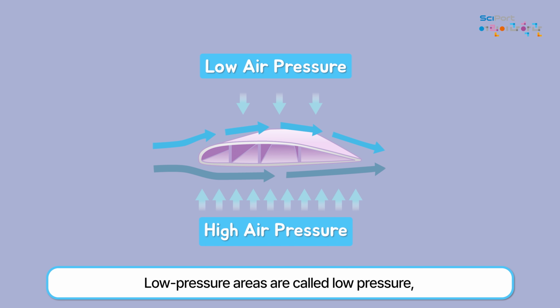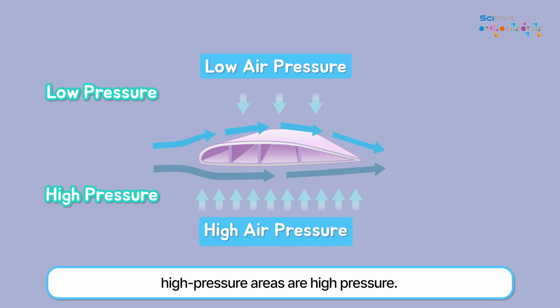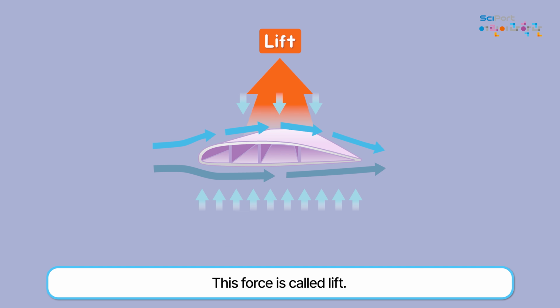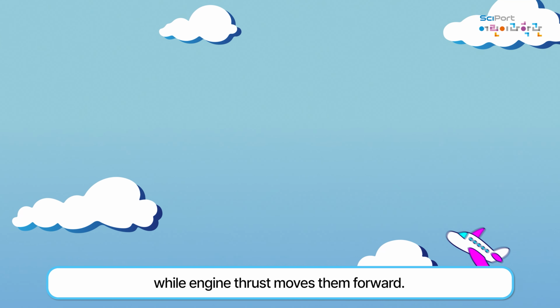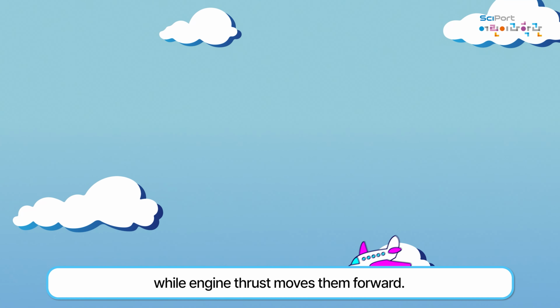Low pressure areas are called low pressure. High pressure areas are high pressure. Air moves from high pressure to low pressure. This creates an upward force from the high pressure below to the low pressure above. This force is called lift. Lift allows airplanes to rise, while engine thrust moves them forward.